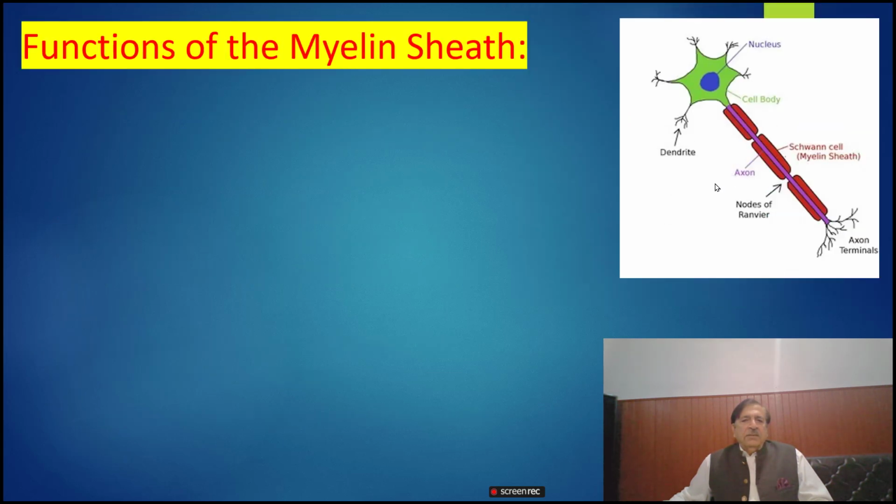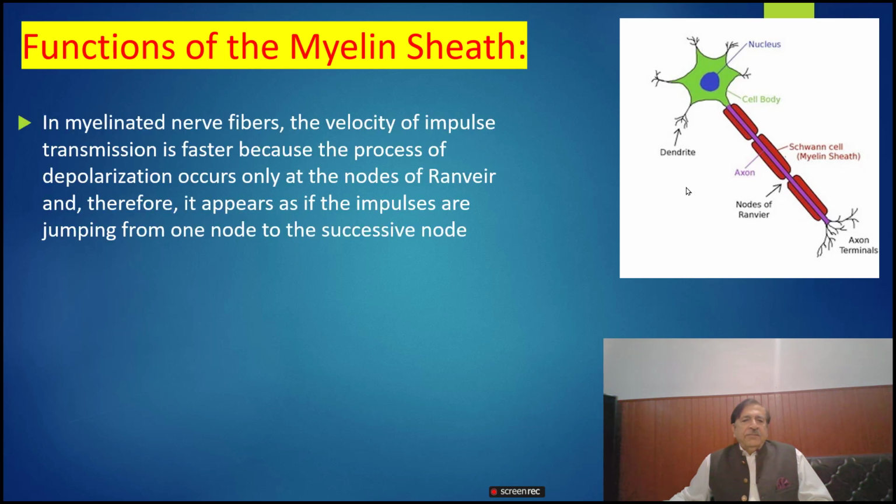The myelin sheath is derived from the lipid of the cell membrane. Function of the myelin sheath. In myelinated nerve fiber, the velocity of impulses transmitted is faster because the process of depolarization occurs only at the node of Ranvier, and therefore it appears as if the impulses are jumping from one node to the successive node.